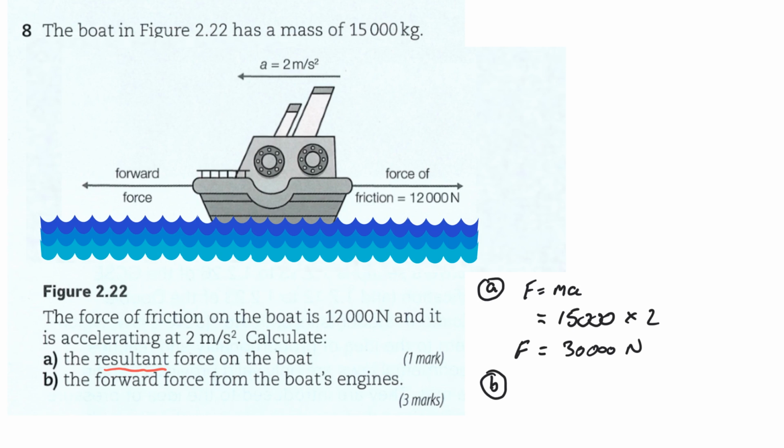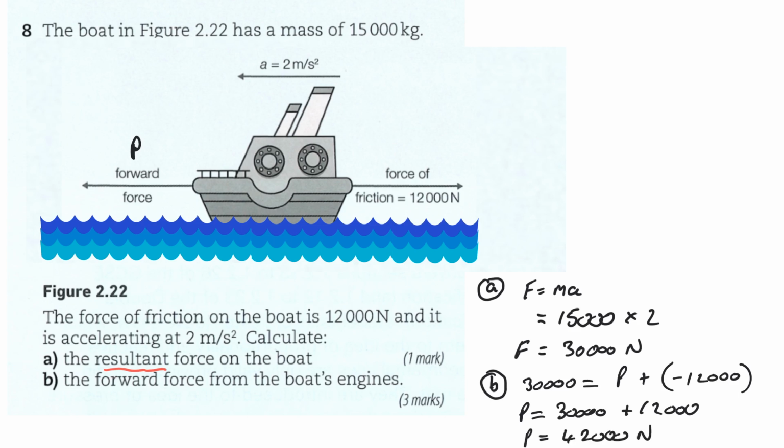And so we can write an expression for the resultant force using the forward and backward forces. If we take the forward one to be positive, take the backward one to be negative, add them together, they must also equal 30,000 newtons. So if we call the forward force the pull of the engine, P, and the frictional force is going to be minus 12,000, we can say that 30,000 equals P added to minus 12,000. So we get P on its own by adding 12,000 to both sides, and that means that P would have to be 42,000 newtons.